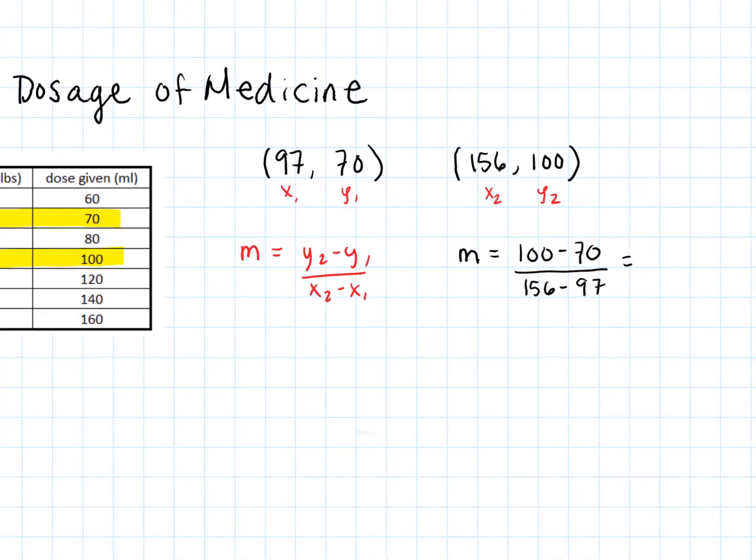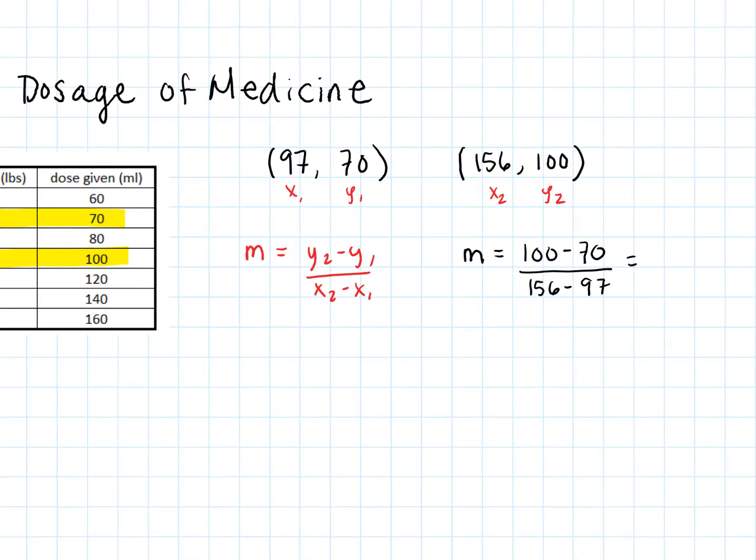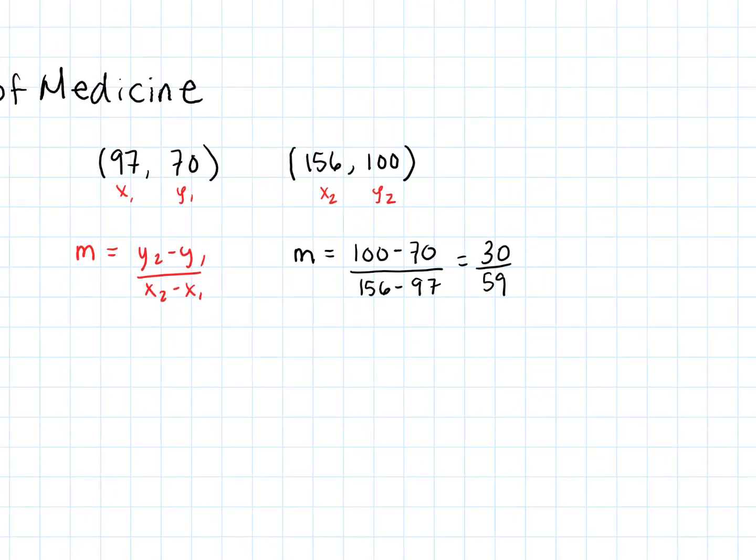And I plug that into the calculator. So I go to the calculator, and 100 minus 70, 156 minus 97, and I end up getting 30 over 59. Now I want to work with the decimal, so I'm going to convert that into decimal form. And so that is approximately, and you will have rounding instructions, but let's just say we wanted to go to 2 decimals, 0.51. Okay? So it's approximately 0.51.